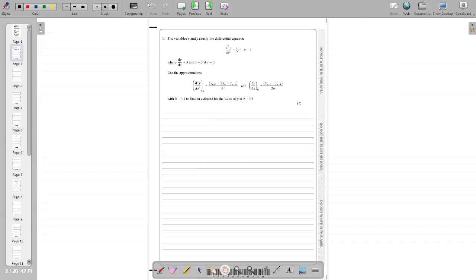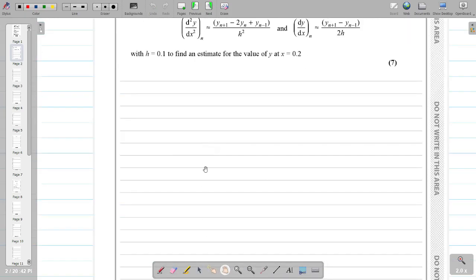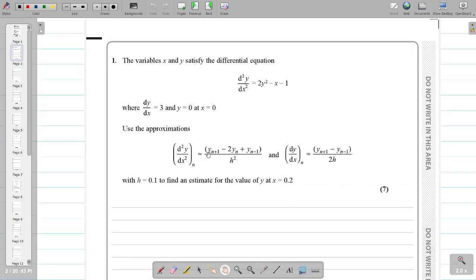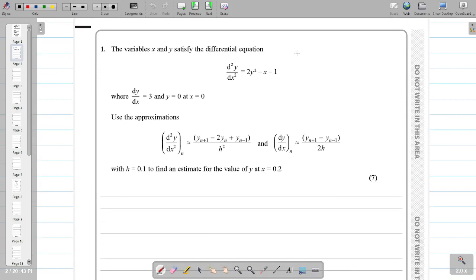So let's start off with question number 1 out of 5, which is basically going to be the first Further Pure Maths question. Number 1, the variables x and y satisfy the differential equation given, where dy/dx is equal to 3 and y equals 0 at x equals 0. Use the approximations given with h equals 0.1 to find an estimate for the value of y at x equals 0.2. So we're trying to find the value of y at x equals 0.2.